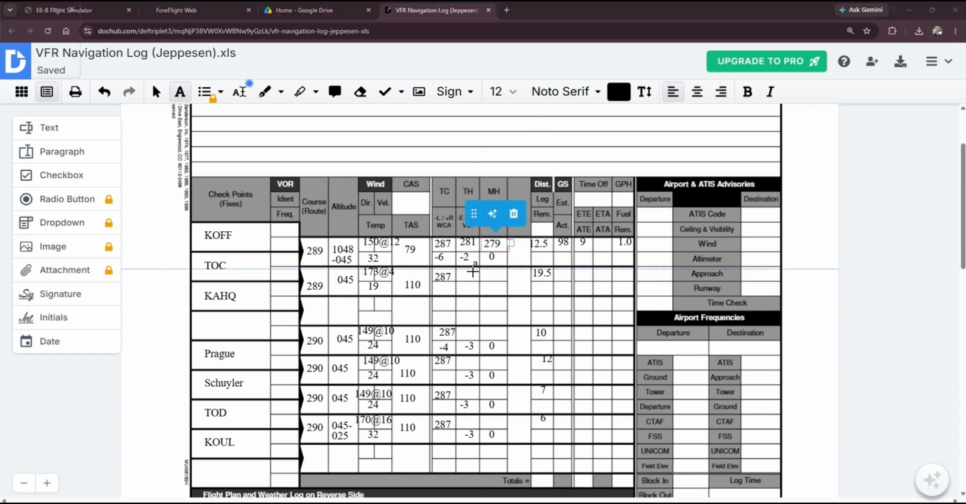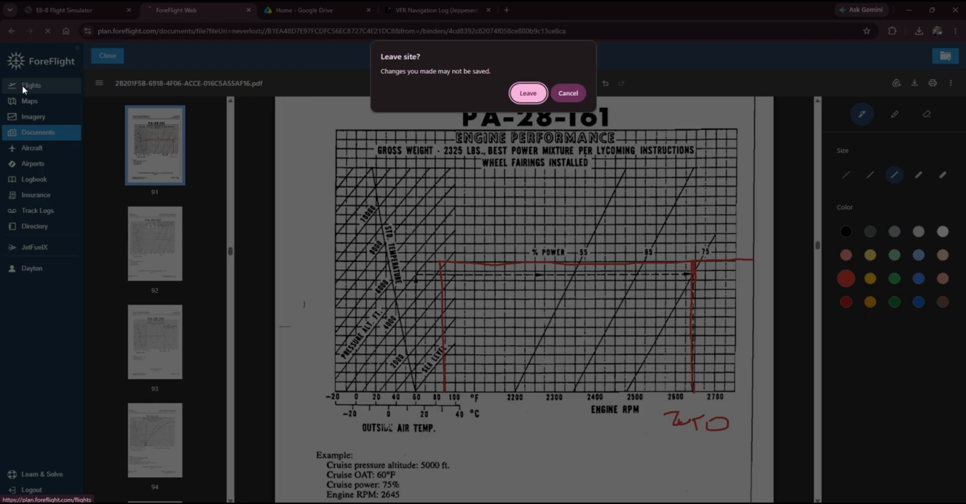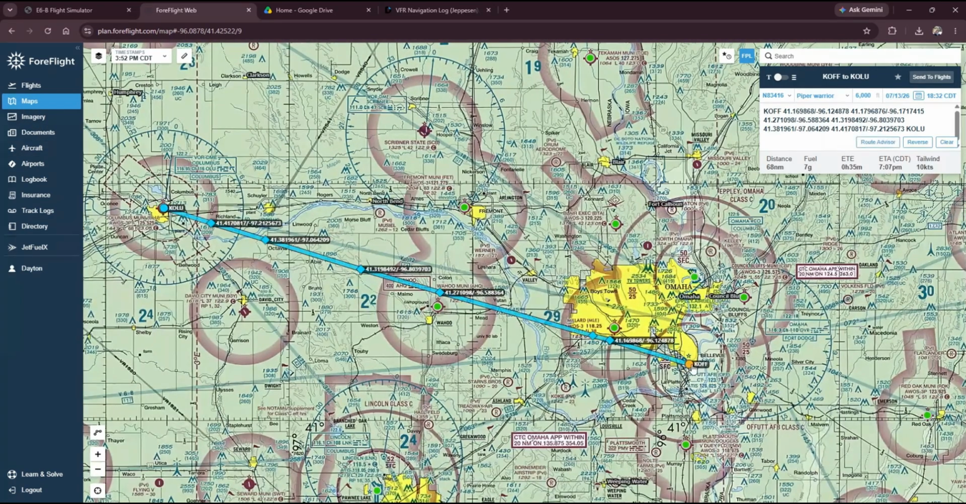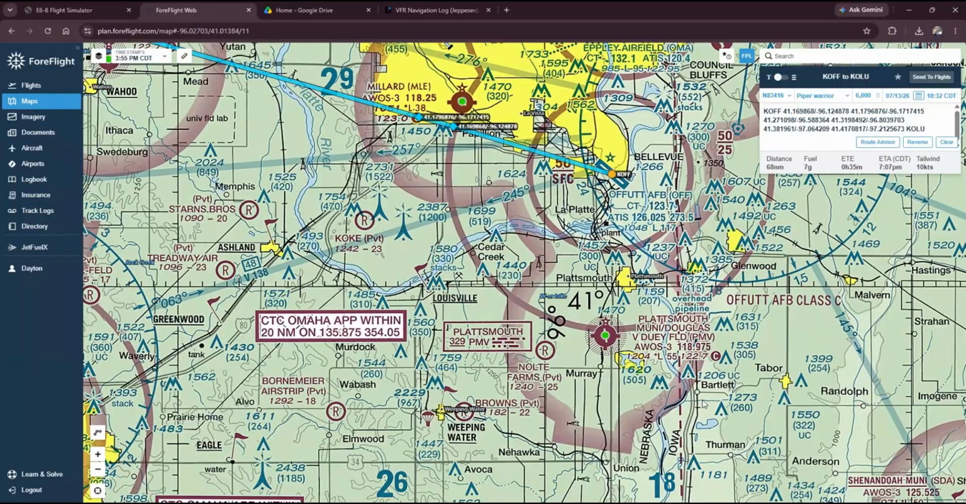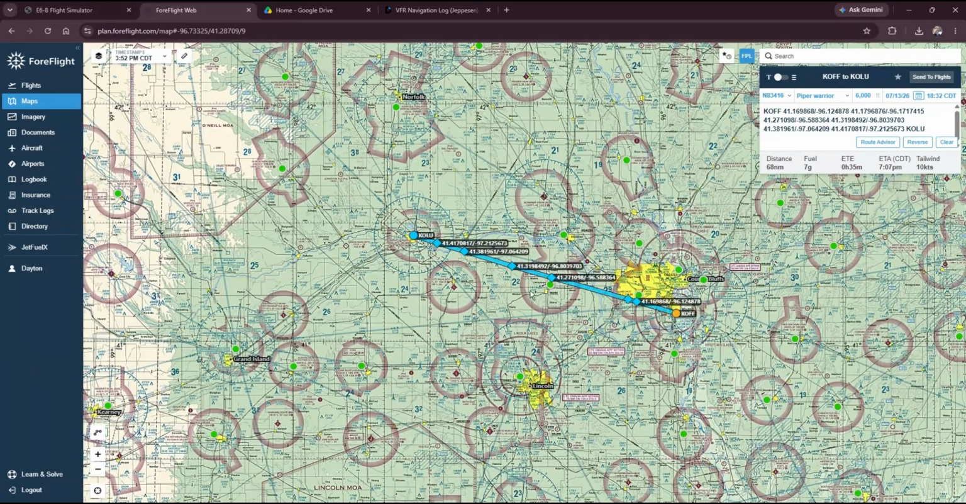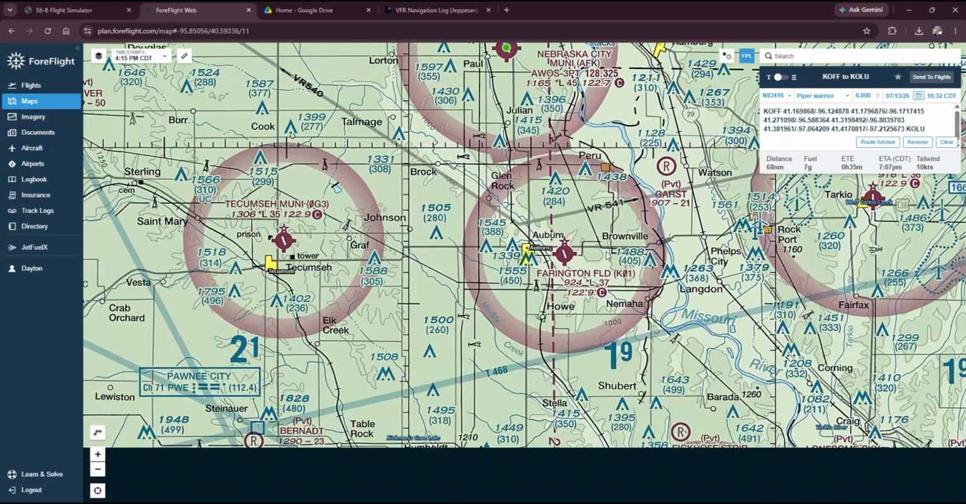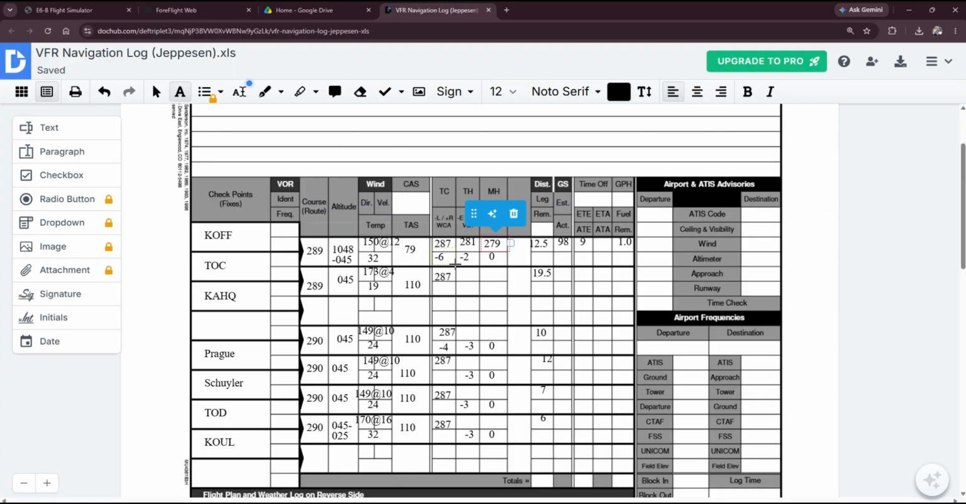All righty, and then going from true heading to magnetic course, we use that variation line that we have on ForeFlight. So if we go over here, we're going to go back to our maps. We have to find that variation line. And we knew that our halfway point was Wahoo. So we come down here. We knew it was just south of Auburn, minus 2. So 281 minus 2 is 279.